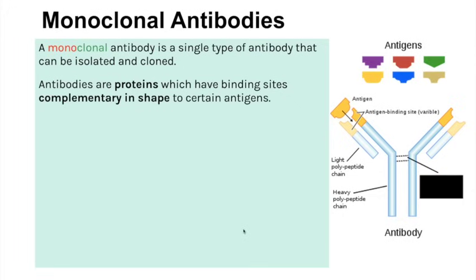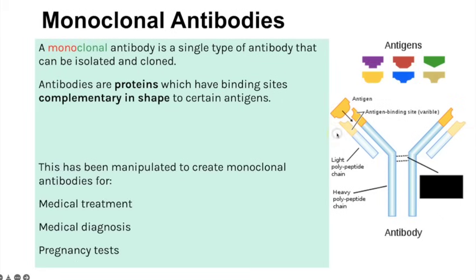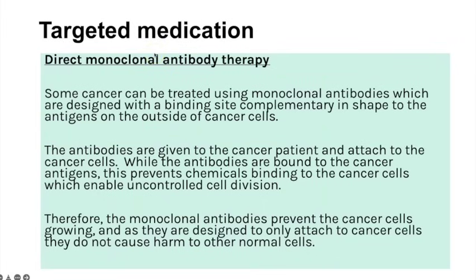So the very final thing is this concept of monoclonal antibodies. Mono meaning one and clonal meaning identical. Antibodies are proteins, which we looked at, and they have these binding sites complementary in shape to a particular antigen. And this has been manipulated to create monoclonal antibodies. And that can be for medical treatments, medical diagnosis, it's used in pregnancy tests, it's also used in tests such as drug testing and testing for other viral diseases. So targeted medication, we're going to go through that example first. This is an example of direct monoclonal antibody therapy.